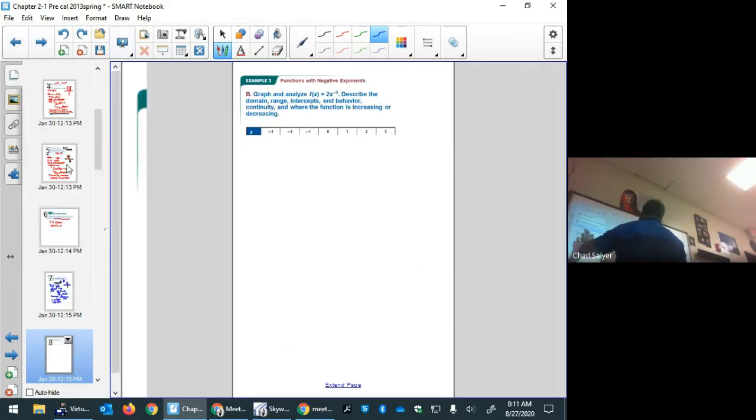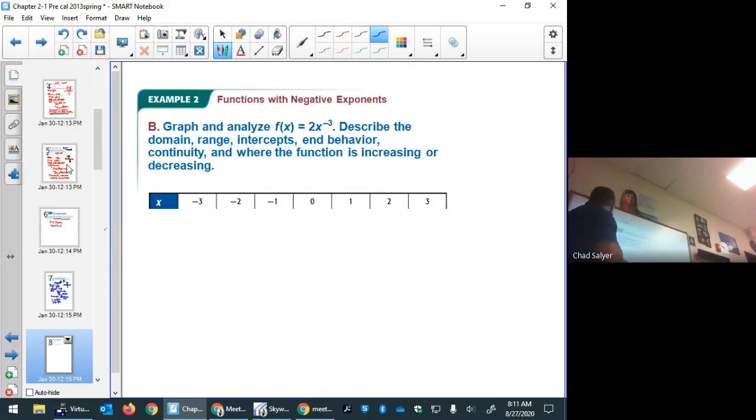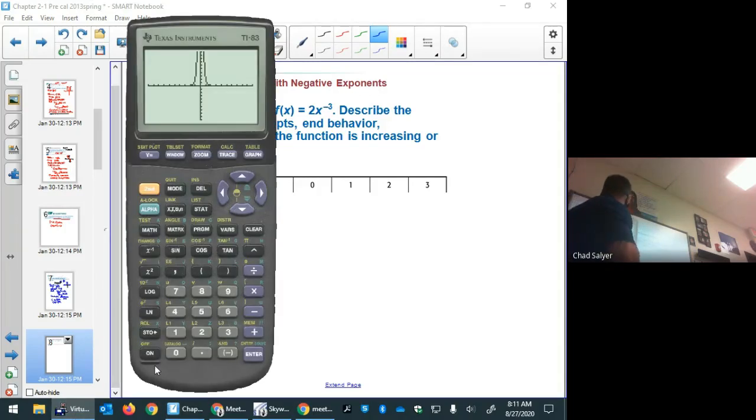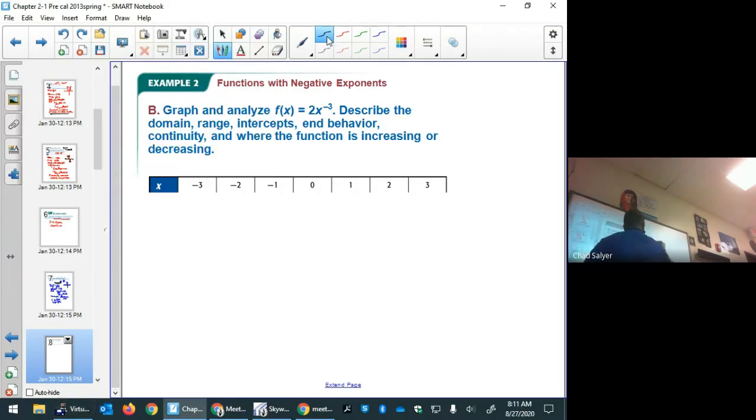So let's go back to full size here. 2 times x to the negative 3. Now, once again, a little bit of a difference here. We've got a negative exponent, and n is an odd number in addition to being negative. So as we predicted a second ago, that's going to look a little differently on the graph. So 2 times x to the negative 3 power. So we have this behavior now.